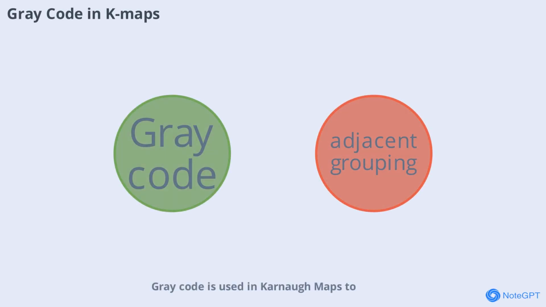Gray code is used in Karnaugh maps to ensure that only one variable changes between adjacent cells. This is important because it allows us to group adjacent cells that differ by just one variable, which is the key to simplifying Boolean expressions. For example, in a 2-variable K-map, the rows and columns are labeled 0 and 1. In a 3-variable map, the sequence might be 00, 01, 11, 10. This unique arrangement makes grouping possible and effective.